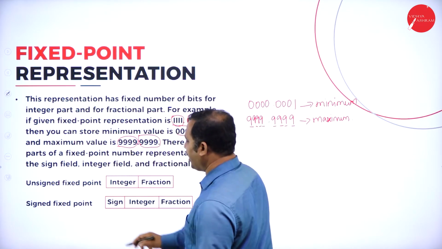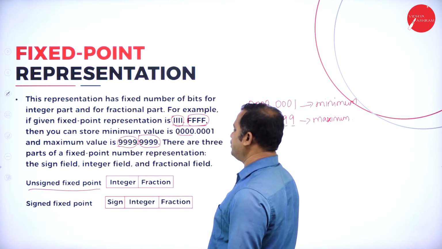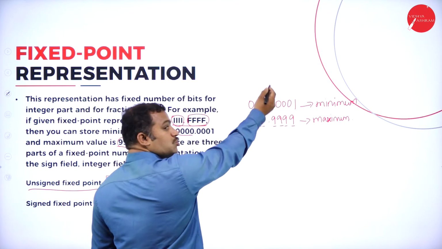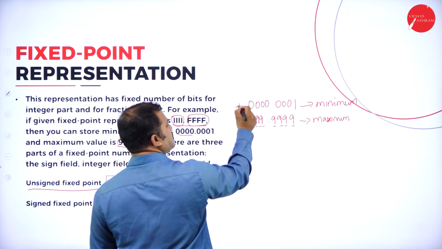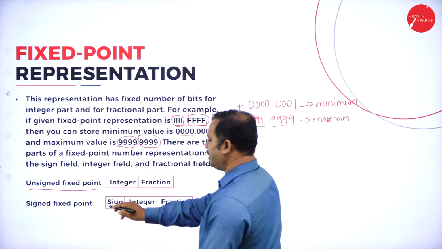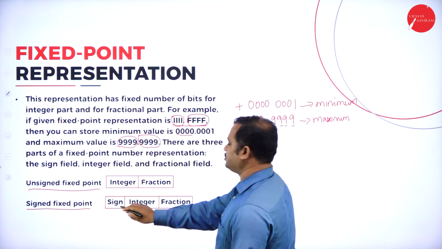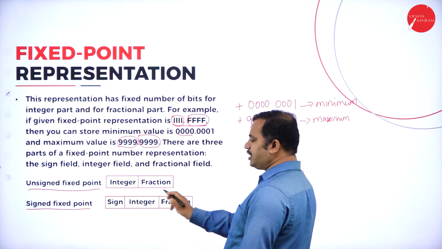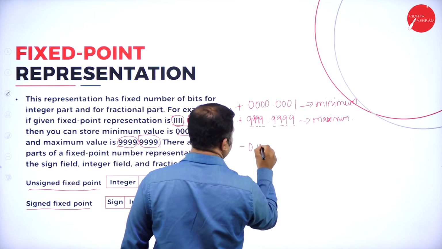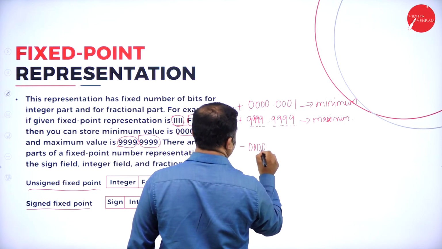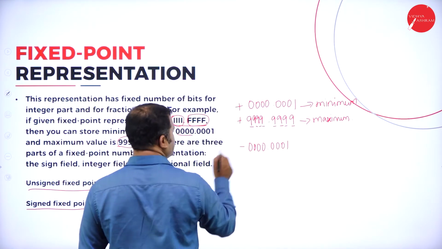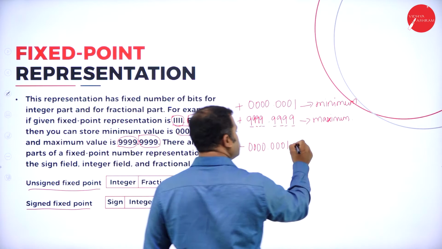Then we have unsigned fixed point number representation. In this case, we do not have any sign here. If there is no sign, it is an indication that it is a plus. If there is a sign, then I must represent it in the signed fixed point representation with sign, integer and fractional part. I can represent it as minus 0000.0001. This is called the signed fixed point. What is the minimum signed fixed point?